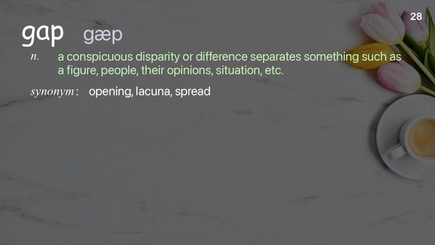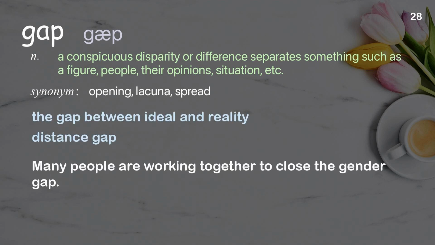Gap. A conspicuous disparity or difference separating something such as a figure, people, their opinions, situation, etc. Examples: The gap between ideal and reality. Distance gap. Many people are working together to close the gender gap.